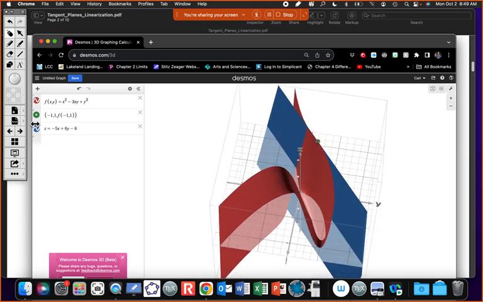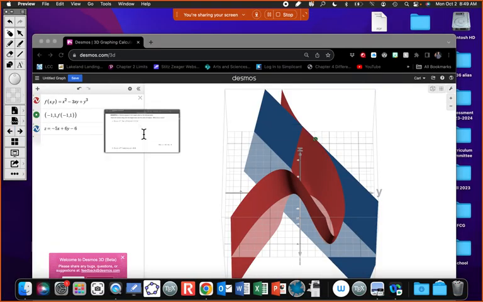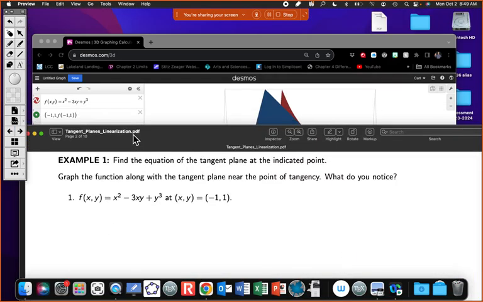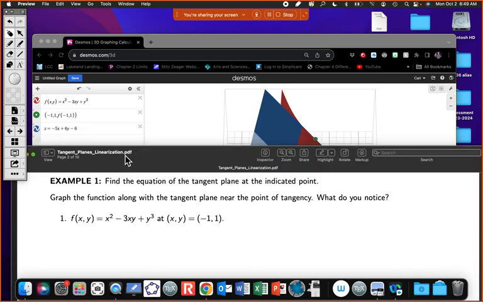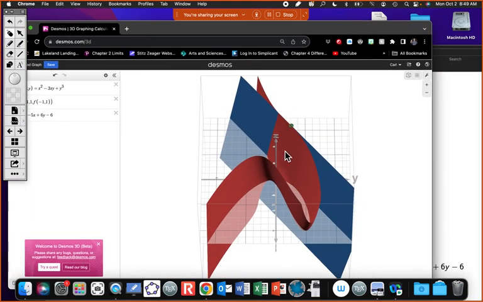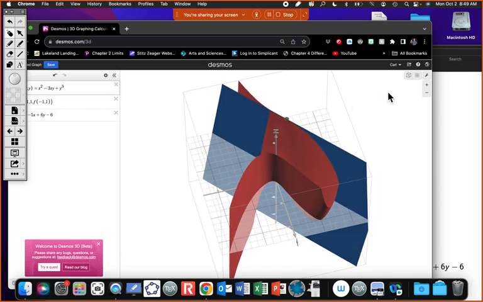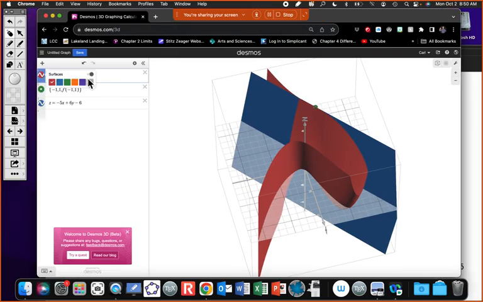The surface should look indistinguishable from the point. So I'm just going to double check. Did I type everything in right? X squared minus 3xy plus y cubed, negative 1, 1, minus 5x plus 6y minus 6. Maybe if I did this, I'm going to make it a different. It's a little opaque. Do that maybe.